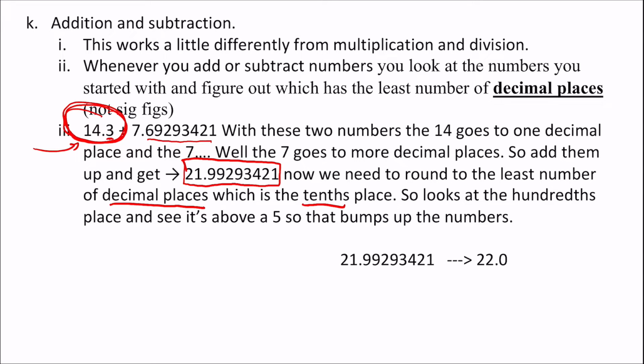So look at the hundredths place and see if it's a 5 or above, and that would bump it up. We know we need to keep this, and we're going to round it to the tenths place. So let's look at the hundredths place. It's a 5 or greater, right? So that's going to bump this up. That 9 is going to become a 0. That's going to bump this, and then the 2 stays there, which is how we ended up with the answer.